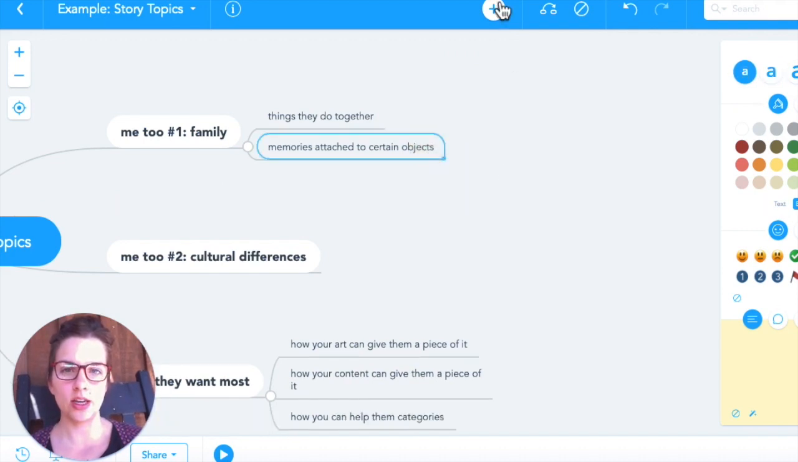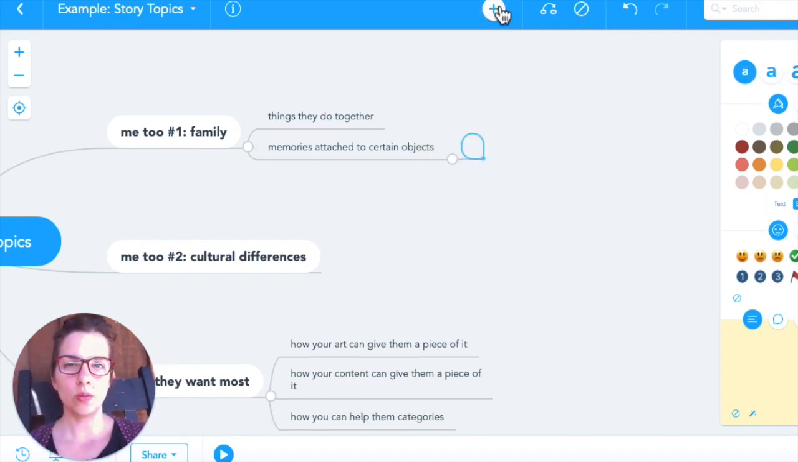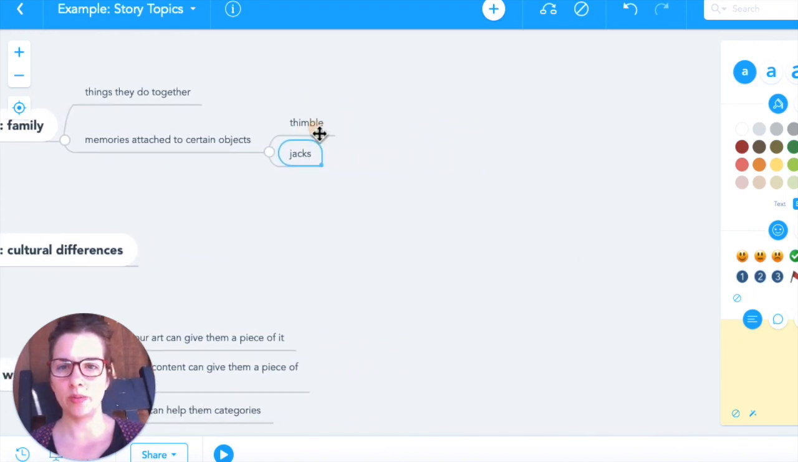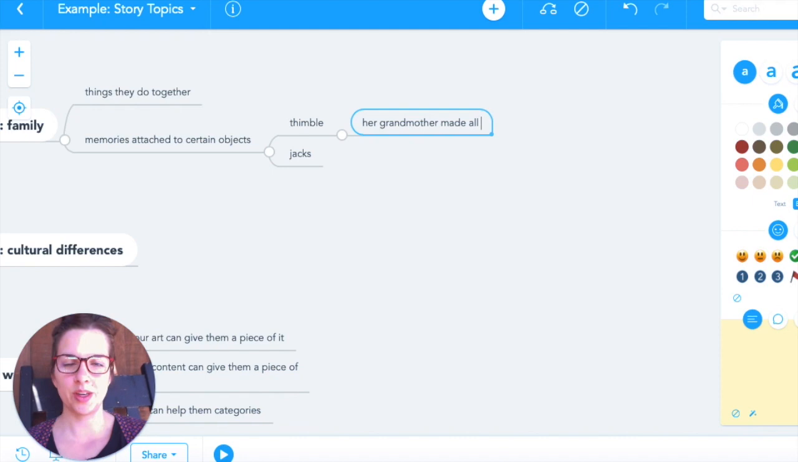Maybe in her latest piece, we're going to go back to the example of the thimble and jacks. Let's say those are both in the same piece, and those are things that she might want to talk about because they have a history for her. And then she might want to tell the story of how her grandmother made all her clothes. I used that because mine did. And then she might want to talk about the pink dress that was her favorite.